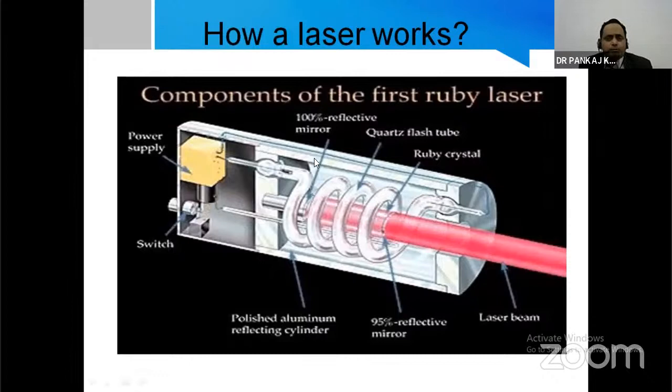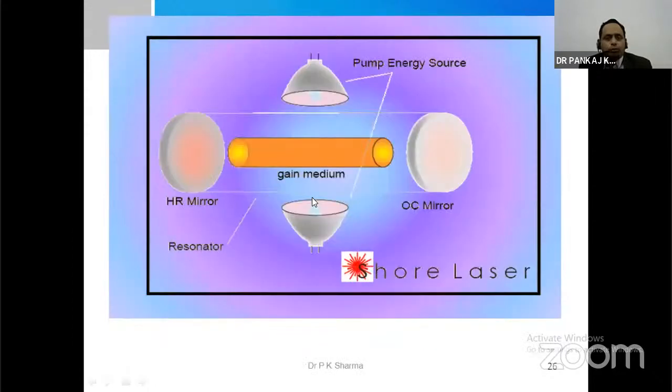These are the components of the ruby laser. This is the first laser, discovered in 1960 by Professor T.H. Maiman. You see, this is the power supply, this is the switch and the polished aluminum, and this very important part is known as the ruby crystal, placed in the quartz flash lamp tube. The mirrors are 100% reflecting at one end while partially reflecting at the other end. So the polished aluminum reflecting mirror, the 95% reflecting mirror, and the laser beam is produced in that direction. So these are the basic components of the ruby laser.